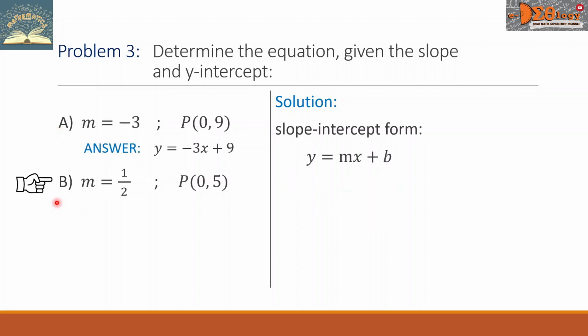We go to problem B. The slope is 1/2 and the point given is 0, 5. So the b is 5. When we substitute, we have y equals 1/2 of x plus 5. This is now the answer for B.